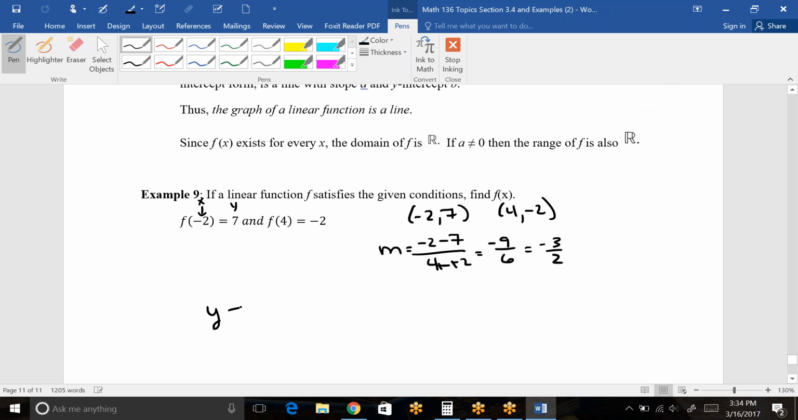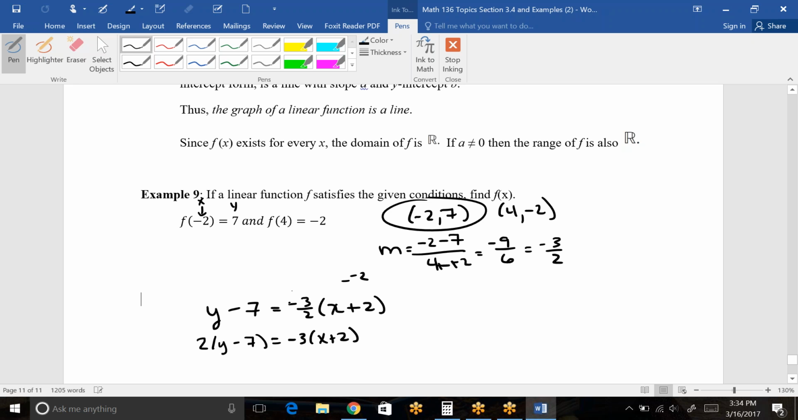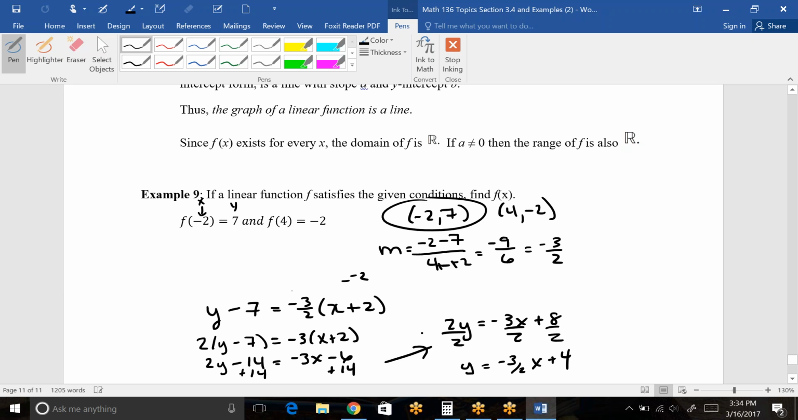Then we would use our y minus, and pick just one of the points, so say I pick this one, y minus 7 equals negative 3 halves x minus negative 2, which is going to be plus 2. I would multiply both sides by 2 to get rid of that denominator. So multiply both sides by 2. This would then be 2y minus 14 equals negative 3x minus 6. Add the 14 over. That would be 2y equals negative 3x plus 8. Divide everything by 2. And then the final step is to change this to an f of x. So f of x equals negative 3/2 x plus 4.